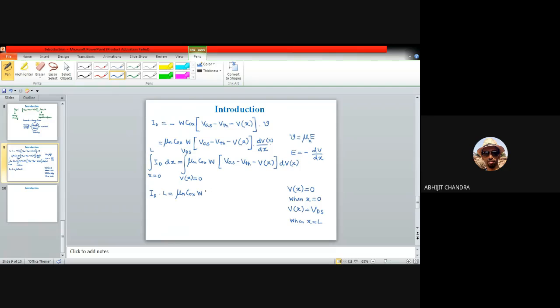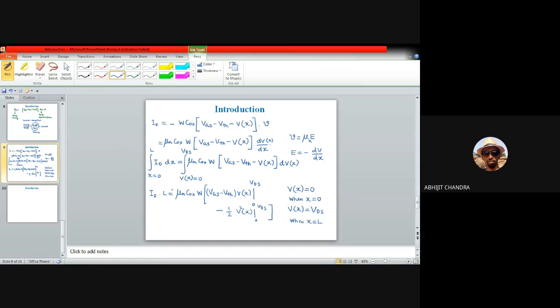If I integrate this one, we do have Vgs minus Vth dVx, that means it will give you Vx, from Vx equal to 0 to Vds, and then we have Vx dVx, so this will give you half Vx square, from 0 to Vds.